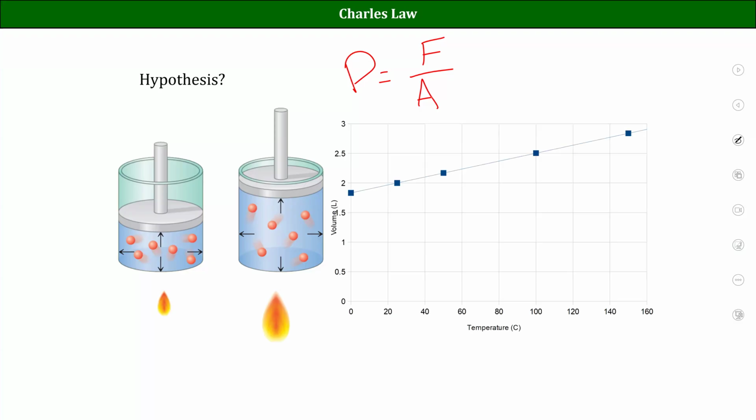So we might assume that it looks something like the other one, where if we double the temperature, we're going to double the volume. Except when we actually do the experiment, we get a line that looks like this. Why is that the case? How come it doesn't go through zero?